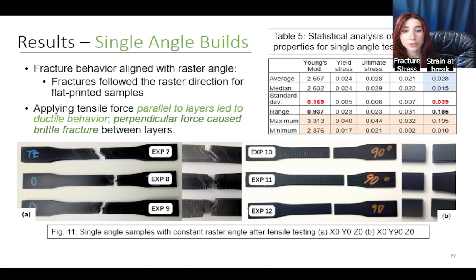Looking at our single angle builds, this is where we took a deep dive into our results and compared those with orientations in only one axis. Our fracture behavior was aligned with raster angle, so parts printed flat broke typically along the raster angle that was used to fill those layers, and that makes sense. We also observed, as expected, that applying tensile force parallel to our layers led to ductile behavior, and perpendicular force caused brittle fracture between layers.